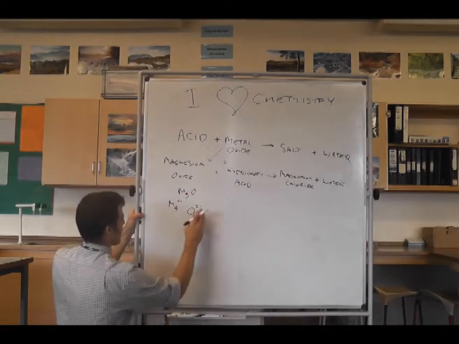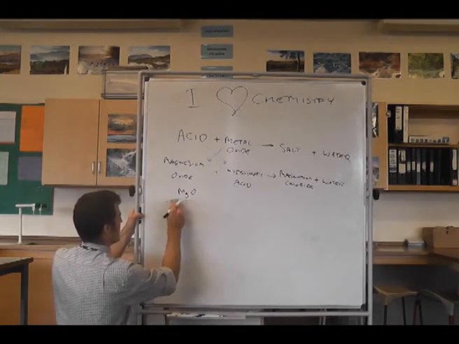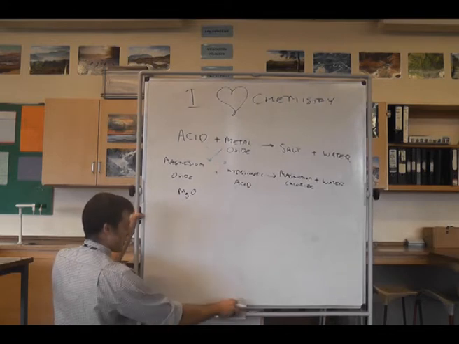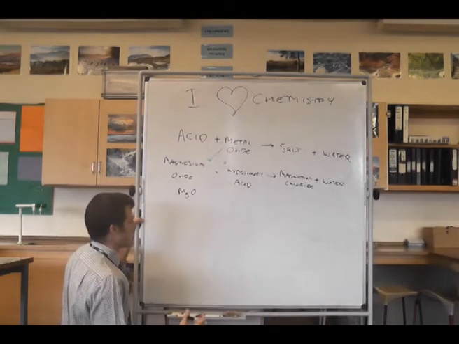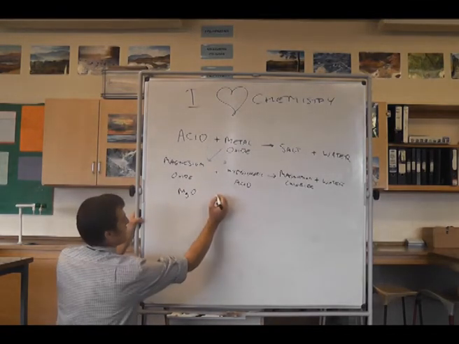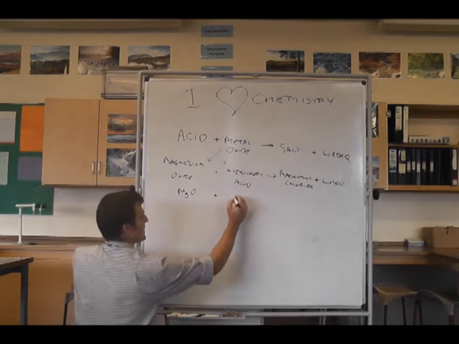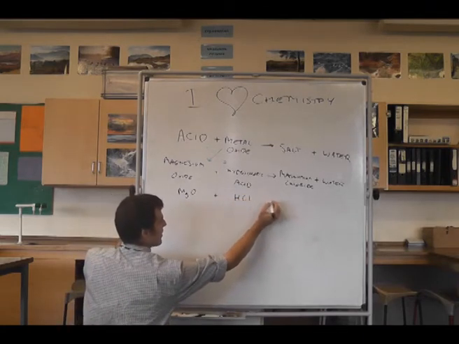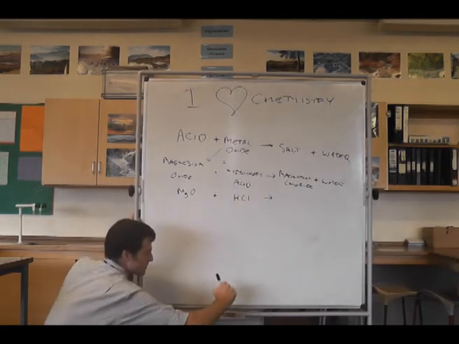This is just something I do for my work. You can do it underneath and cross it out, or just do it off to the side so that you don't have it in the way. Our formula is neutral, so no charge: magnesium oxide, plus hydrochloric acid, which is HCl. This goes to magnesium chloride now.